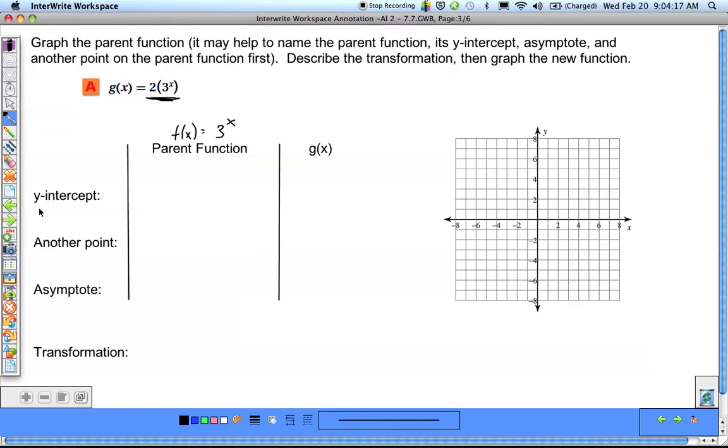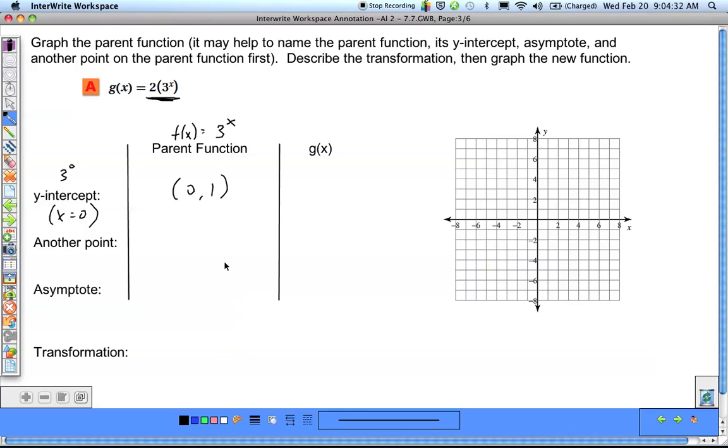If we want to try to find that y-intercept, we can just fill in a value of 0 for x and see what happens. So we plug in 0 here, say what is 3 to the 0 power? That's 1, so our y-intercept is going to be the point (0, 1). We need to name another point.